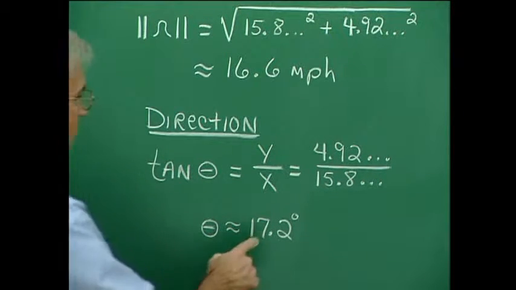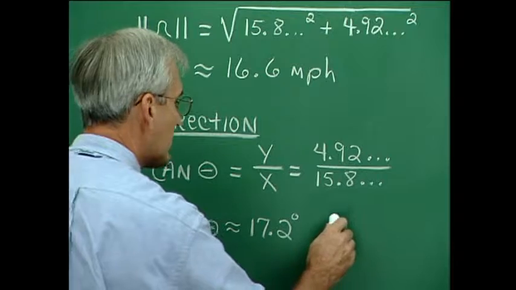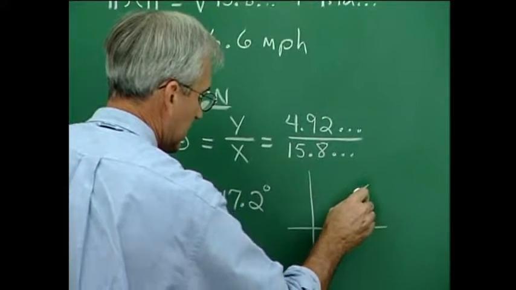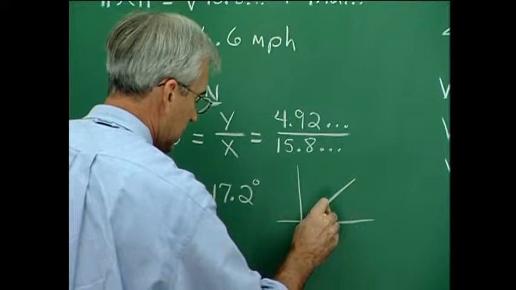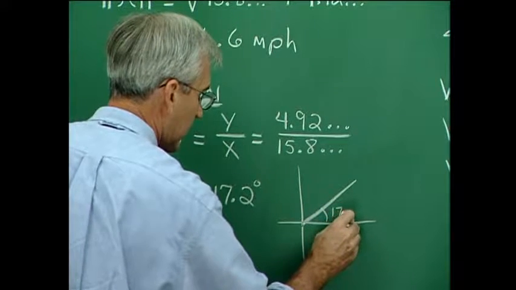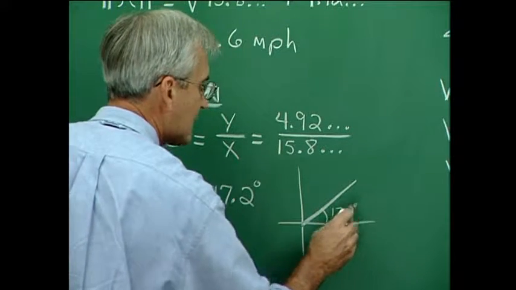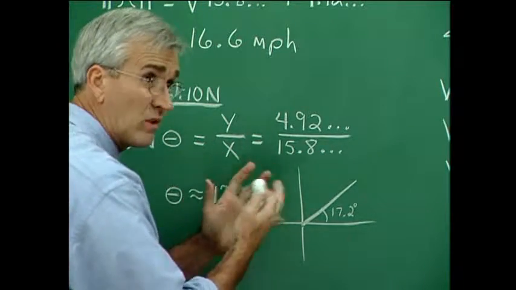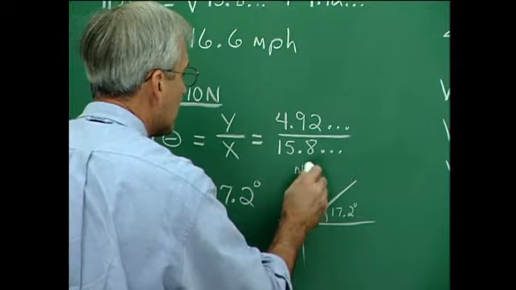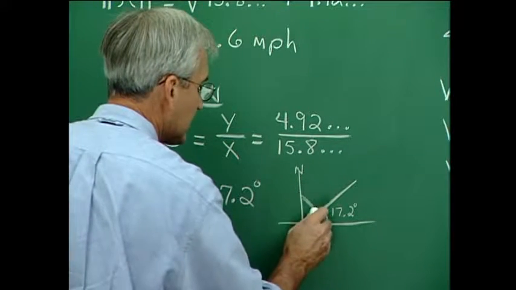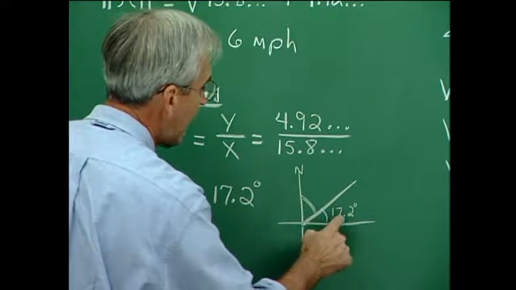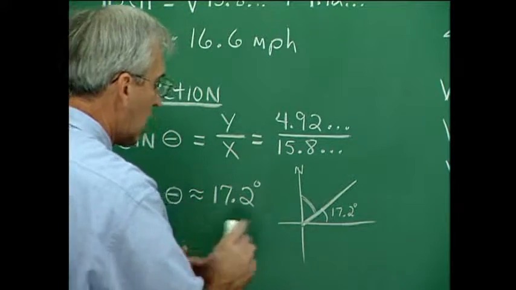Now just realize, though, that this 17.2 degrees is an angle from the horizontal. That is, it's more like this is the 17.2 degrees. And if we want to write this angle in terms of navigation, that is, some angle off of north or south, then we would need to calculate this angle, and that's what we did before. It was 90 minus this for that angle off of north.